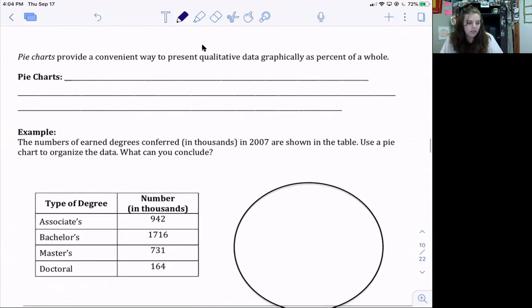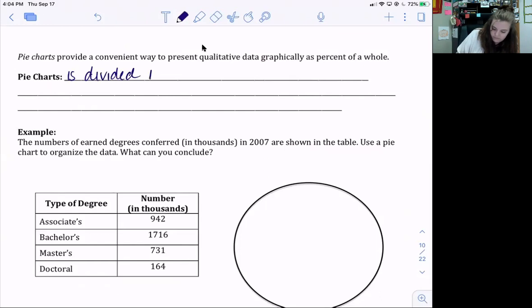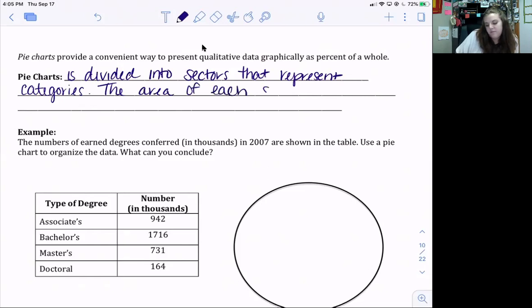Okay, so the next one we're going to look at is pie charts. These provide a convenient way to represent qualitative data graphically as percent of a whole. So here, a pie chart is divided into sectors that represent categories. The area of each sector corresponds to the frequency.